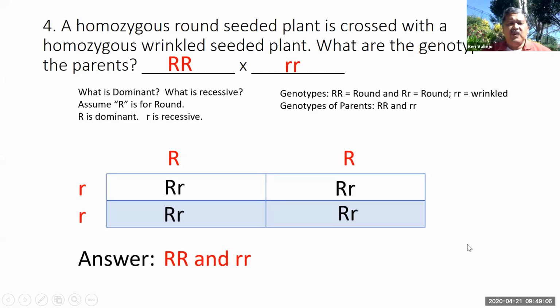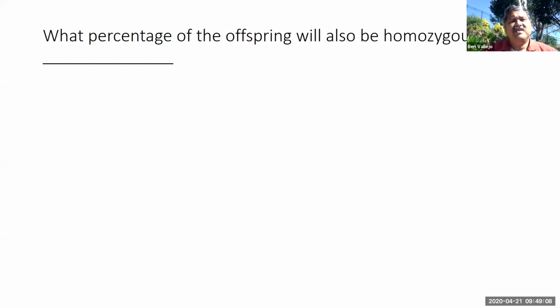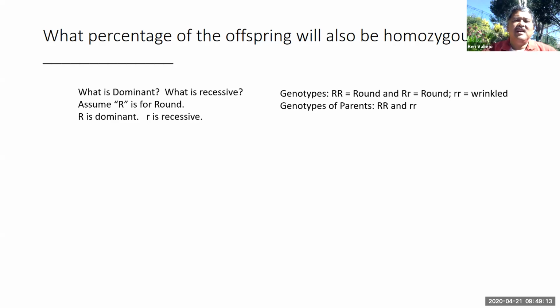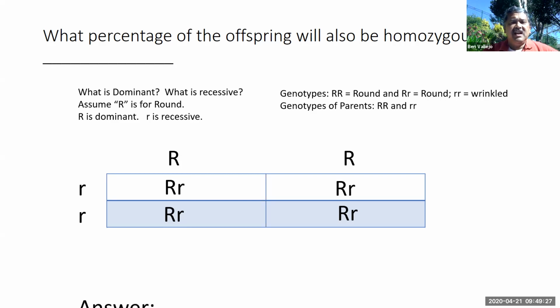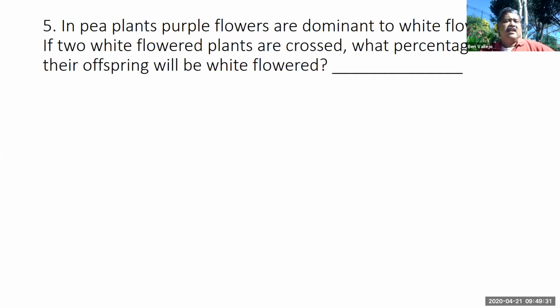That's question number 4. Question number 5, what percentage of the offspring will also be homozygous? Well, if we take a look at the Punnett square that we've already completed, are any of these homozygous? I don't see any homozygotes. So that is 0%.